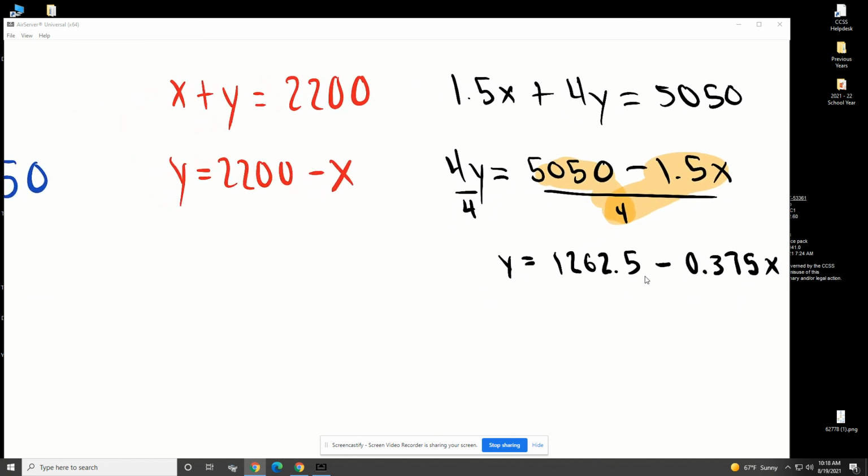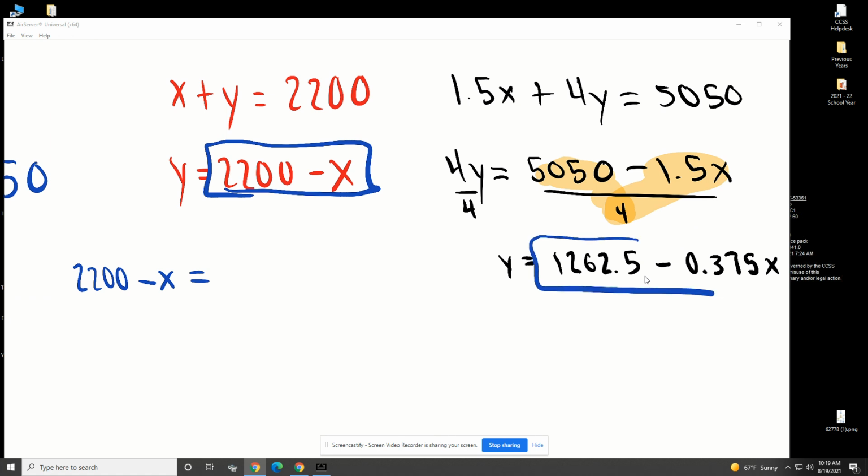So watch this. We now have y alone. So we can take 2200 minus x, that's this one, and we can set it equal to 1262.5 minus 0.375x. Is everybody with me so far right here? We got y alone, so they have to equal each other. I'm going to move this negative x, because that's a 1, and it's a bigger negative, so it's a smaller number. So I'm going to add 1x.